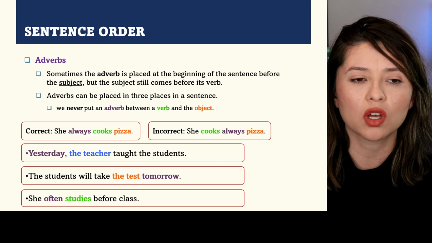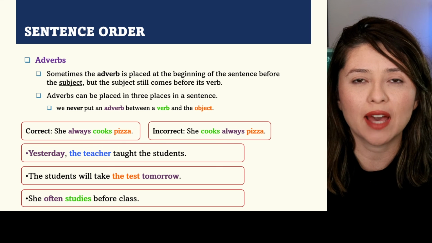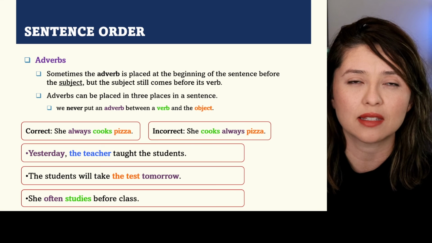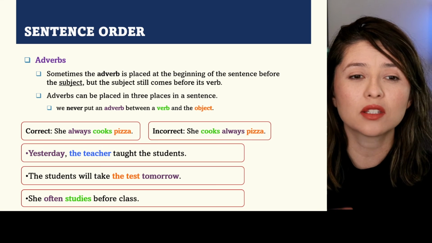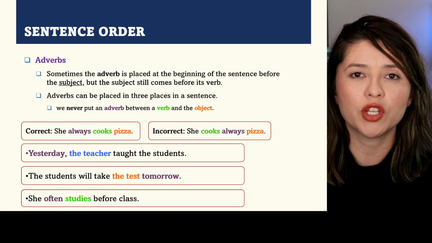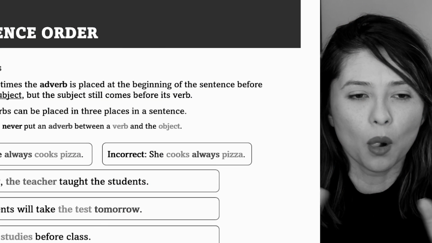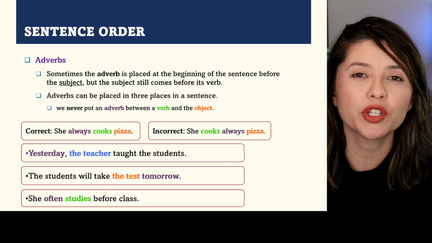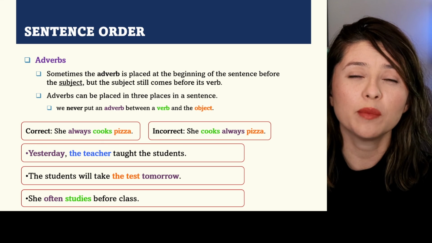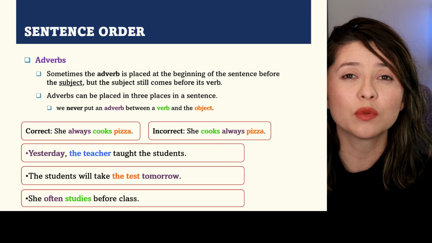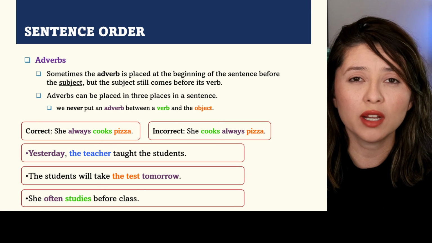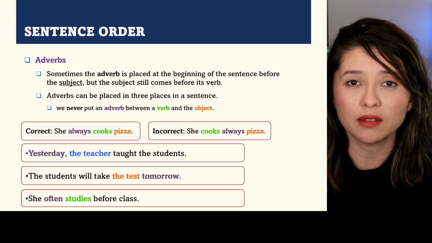What is the frequency of the action cook? She always cooks pizza. An adverb can have 3 different placements in a sentence. It can come in 3 different places. But it will never come between your subject and your verb, and you're not going to use an adverb between your verb and the object. Even though the adverb can go in 3 different places in a sentence, it will never come between a verb and its object, okay?